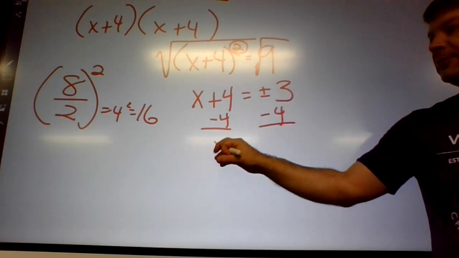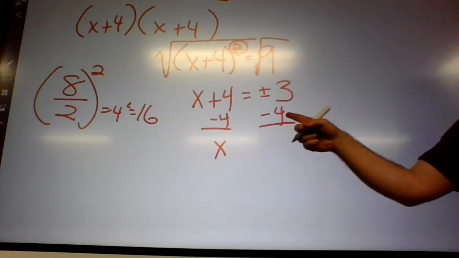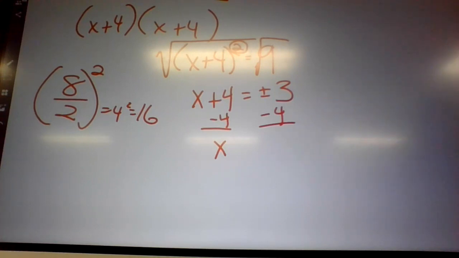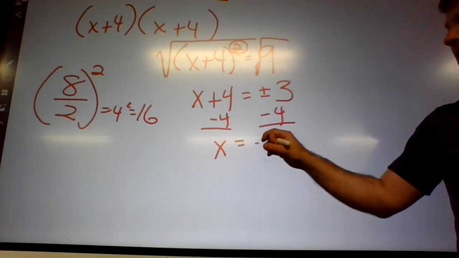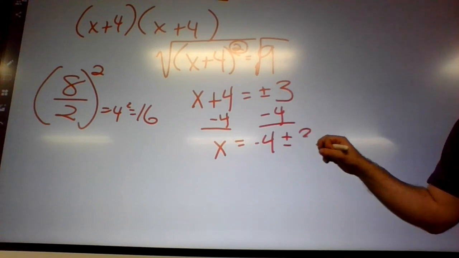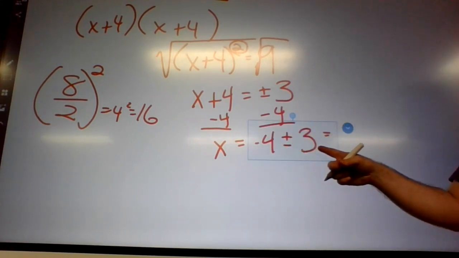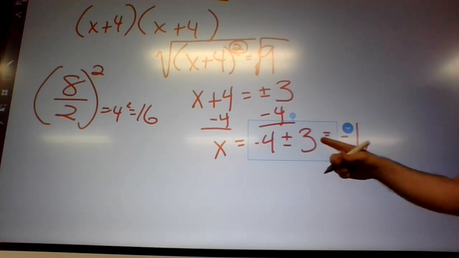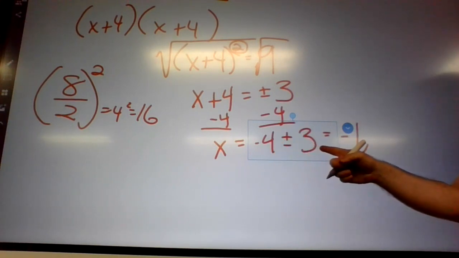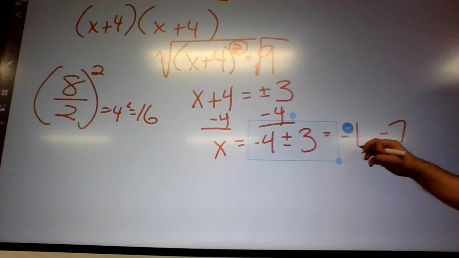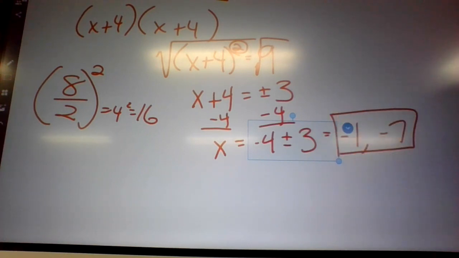Now on this problem, we're not just going to leave it as negative 4 plus or minus 3, because we can actually solve that. What is negative 4 plus 3? Negative 1. And what's negative 4 minus 3? Negative 7. So those are the answers.